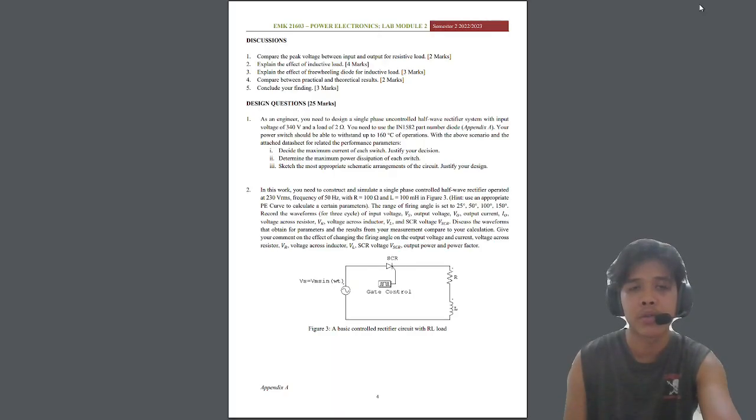Discussion for the first question is to compare the peak voltage between input and output for resistive load. The voltage drop that occurs across the diode is the reason why the peak output voltage is lower than the peak input voltage. The second one is to explain the effect of inductive load.